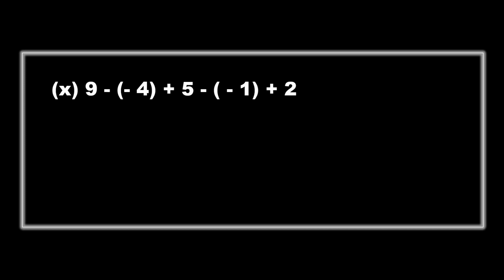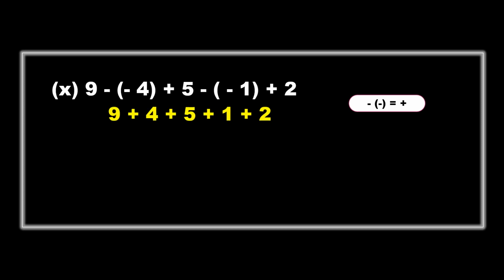Here is the next example: 9 minus of minus 4 plus 5 minus of minus 1 plus 2. Okay, so our first step is we should remove the brackets. Here we have minus into minus, and here also we have minus into minus. So let me take the rule: minus into minus is plus. Now I will write 9 as it is, and it will be plus 4 because minus into minus is plus, and this will be as it is written, and here minus into minus means plus 1, here plus 2. If you observe here, all of the terms are in plus only.